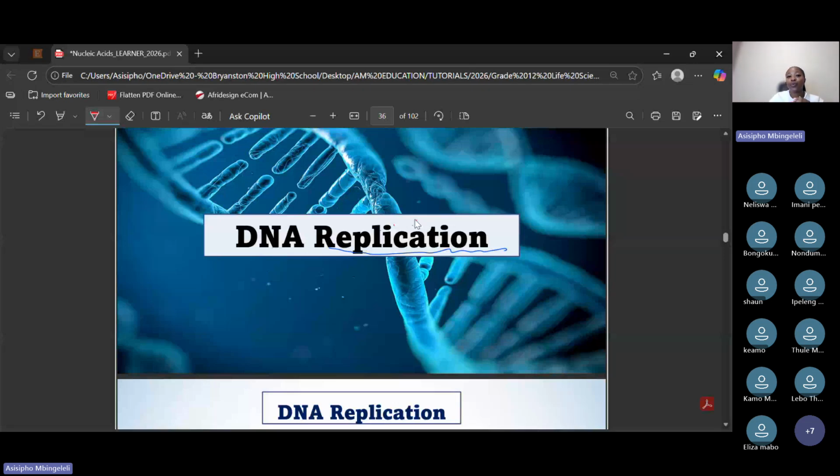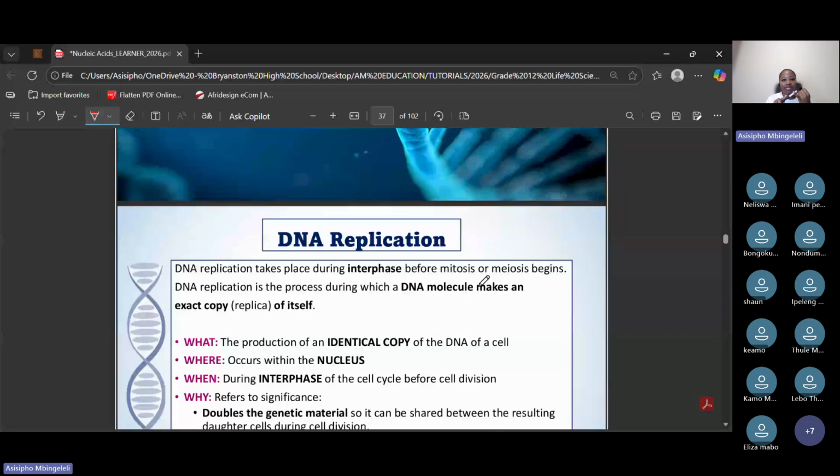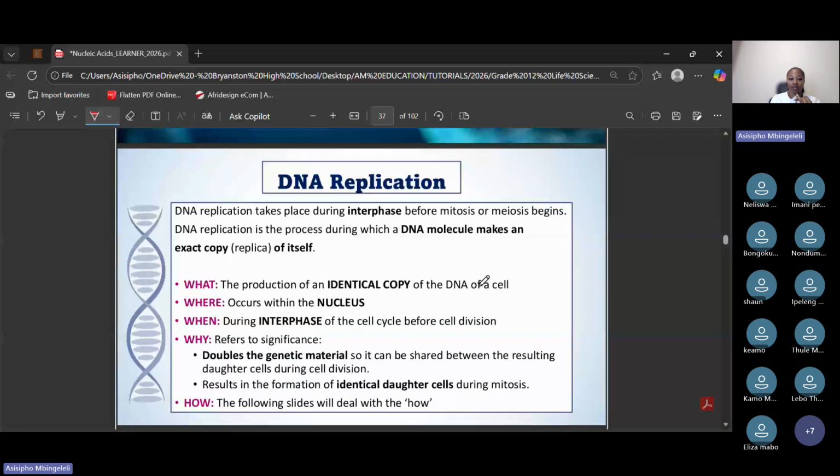Now, there are a few things that you need to understand about this process. One, what is this process actually? It's about DNA making a copy of itself. Where does it take place? When exactly does it take place? And what's the importance of this process taking place?